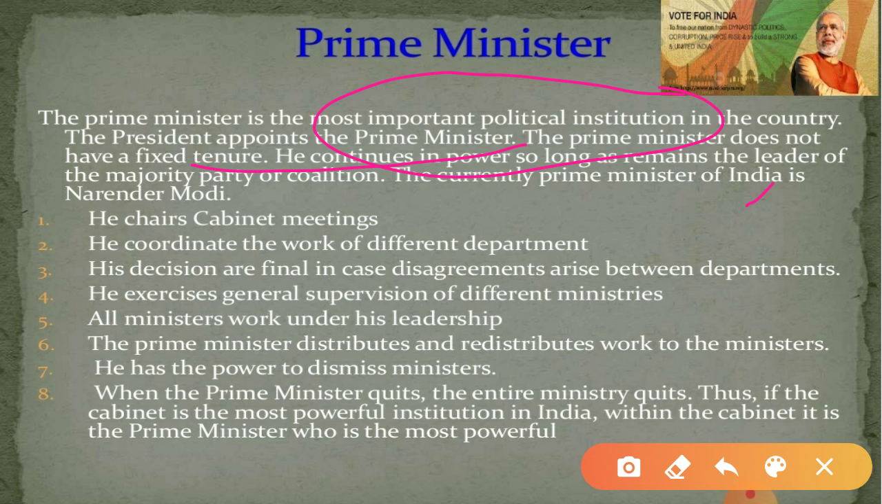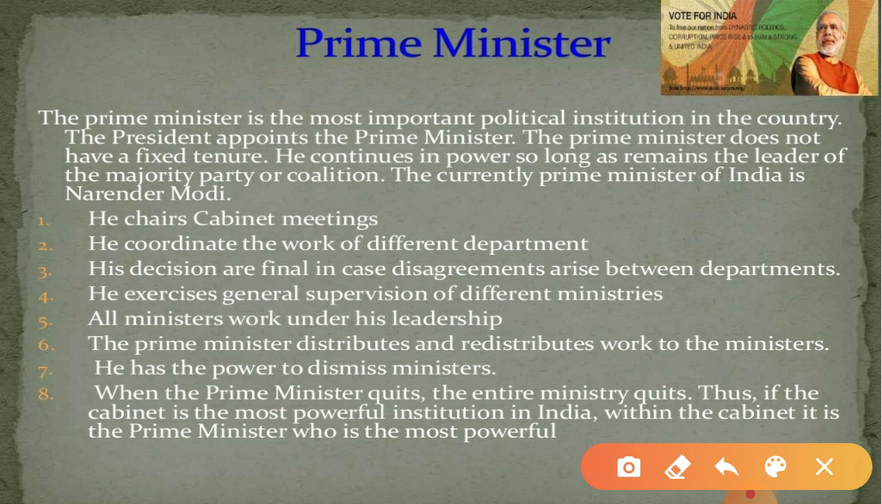The Prime Minister does not have a fixed tenure, although it is normally 5 years. He can enjoy the post in Parliament only when he has a majority in the Lok Sabha. So he continues in power so long as he remains the leader of the majority party or coalition. The current Prime Minister of India is Narendra Modi, as you know, and the BJP has won a full majority. So there is no coalition government; there is a majority party.